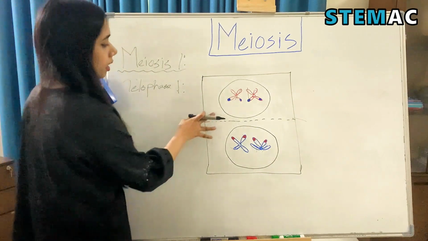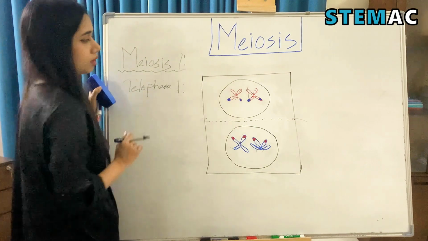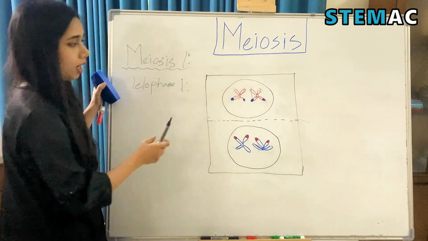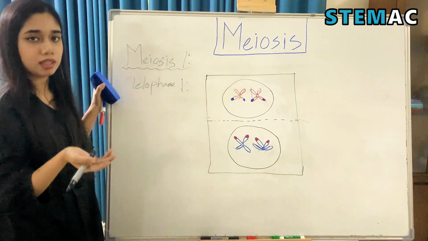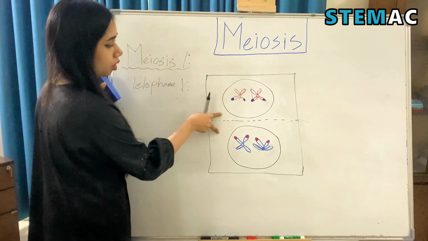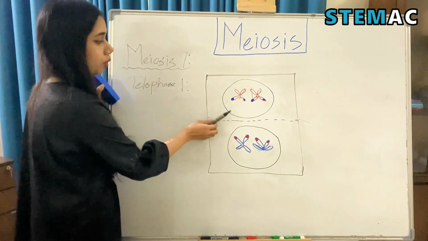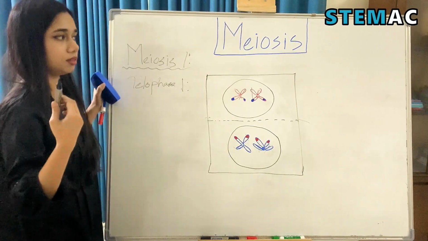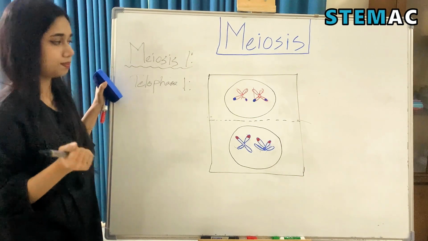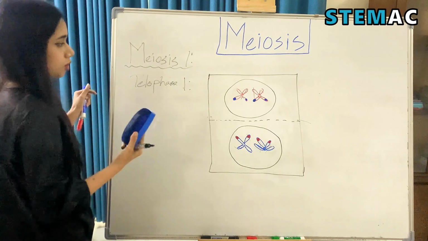So now we have two daughter haploid cells, right? We call these haploid cells because the chromosome number is now half of the chromosome number at the beginning. At the beginning we had 4 chromosomes, and now in these two daughter haploid cells we have 2 chromosomes in each. So this is why we call meiosis 1 a reduction division process, because the chromosome number gets halved. So with this, the meiosis 1 stage comes to an end.